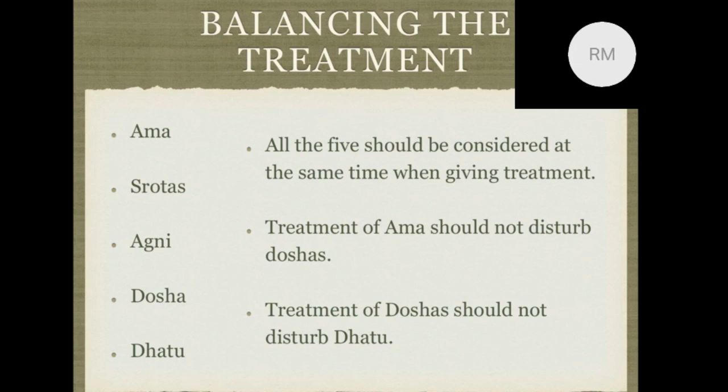Here you see that there are 5 things. We have to look at all these 5 at the same time, and then the treatment becomes balanced. If your treatment focuses only on one of these things, if you focus too much on ama, then it will cause side effects at other levels. So we need to do a treatment that will balance all these 5 things at the same time. And that is the secret to doing a treatment without side effects.